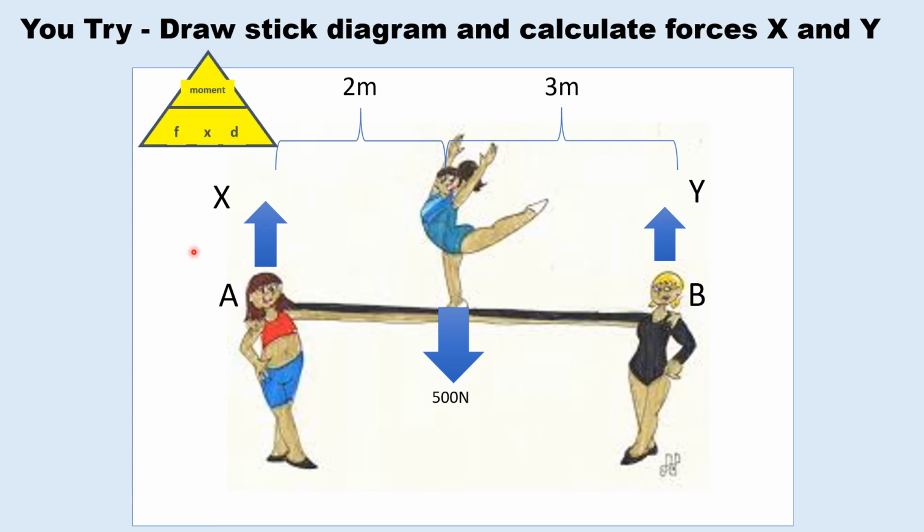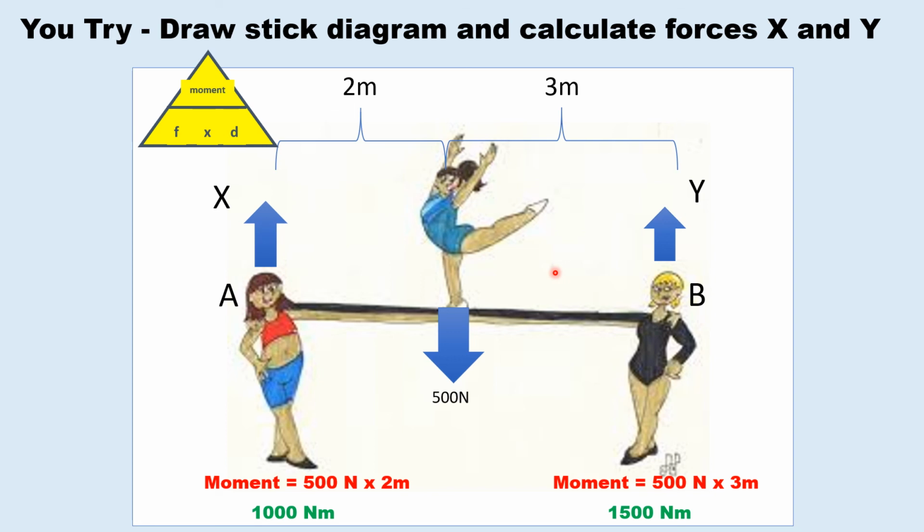Okay, so let's go through the answers then. So we have moment equals 500 newtons, which is this middle number here, because that is what's acting on both of them. And that distance is 2 meters. So you do 500 newtons times by 2, and that is 1000 Newton meters. And the same for B. So you do whatever this is, so 500 newtons, and times it by 3. So that would be 1500 Newton meters. So those are the moments for each of these. So A is 1000 Newton meters and B is 1500 Newton meters.